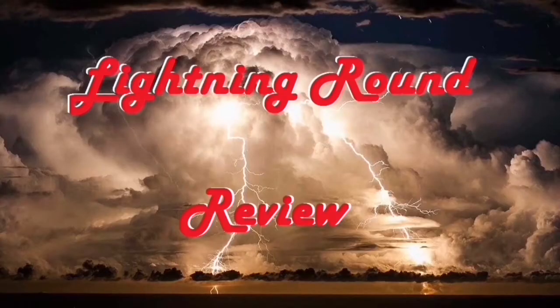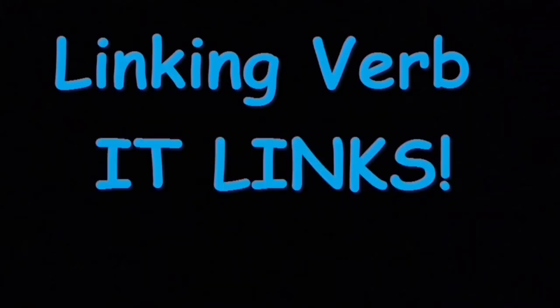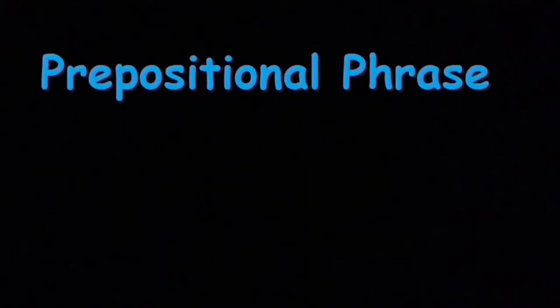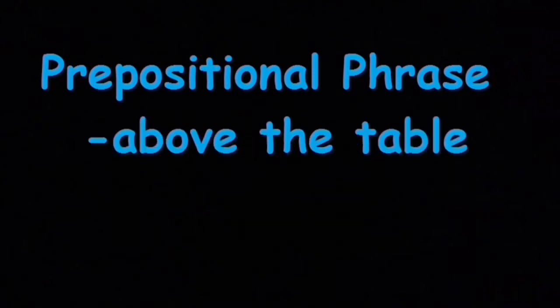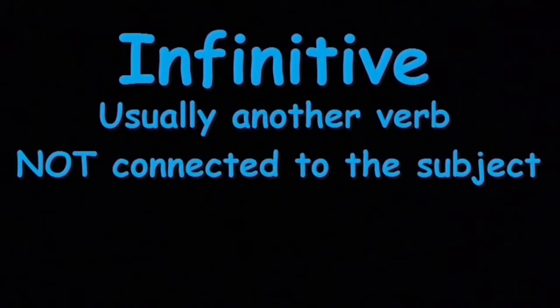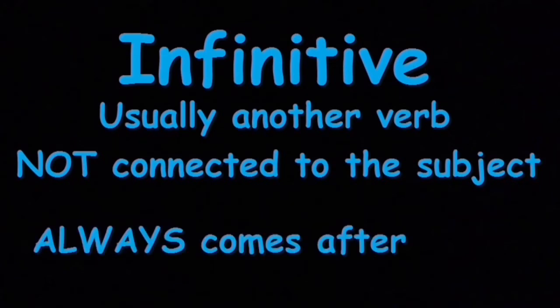But first, another lightning round review. You should already know this stuff, so we're gonna go quick. What is a verb? Something we can do. An action verb shows action. Run, jump, and talk. A linking verb links the subject to a word that describes: is, was, am. What is the subject? The main noun in a sentence. It's what the sentence is all about. What's a prepositional phrase? A group of words that explains where or when something happens. Above the table, behind the garage, after class. What's an infinitive? It's usually just another verb that is not connected to the subject, and it always comes after the word to.